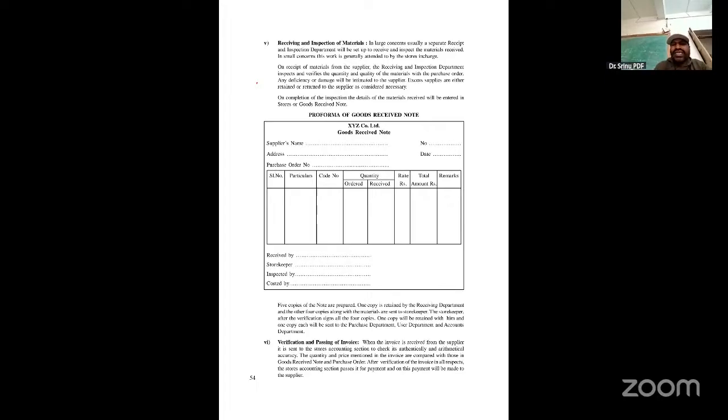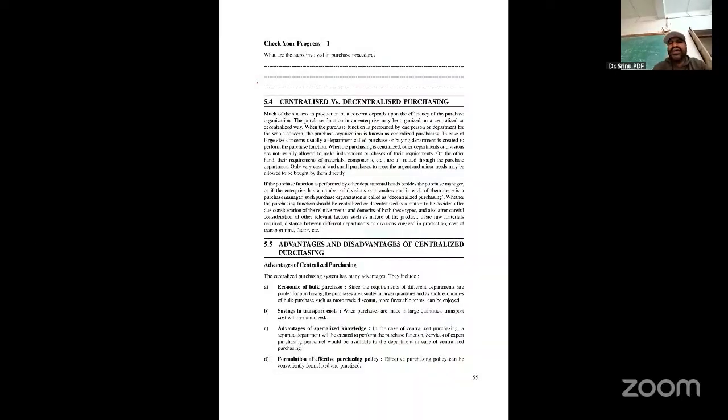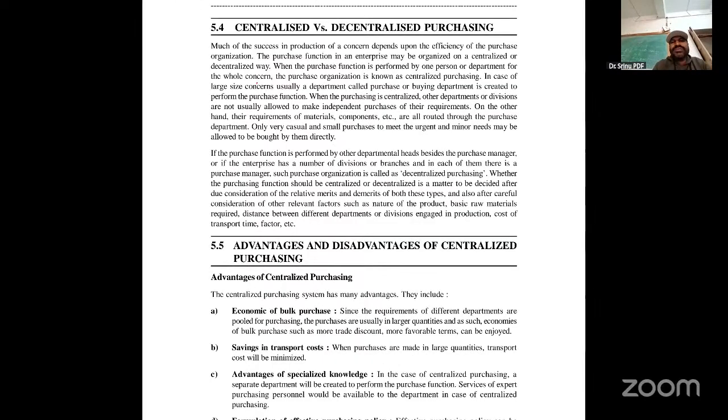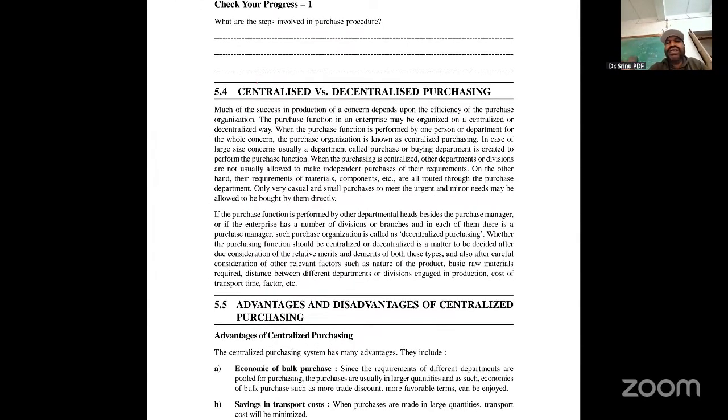So once we receive the goods, then verification will pass in the invoice. Is it clear? Verification passing the invoice. So this is the story about the purchase request. And next one is, what is the difference between centralized and decentralized purchasing?